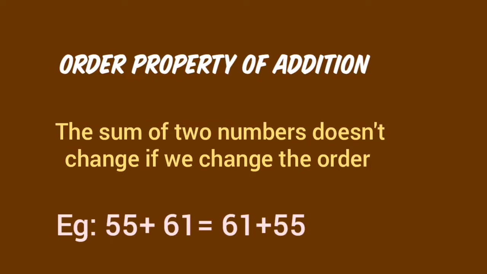This topic is properties of addition. In that, the first property is the order property of addition. The sum of two numbers does not change if we change the order. Let us take an example. 55 plus 61 is equal to 61 plus 55. Both the answers will be the same.